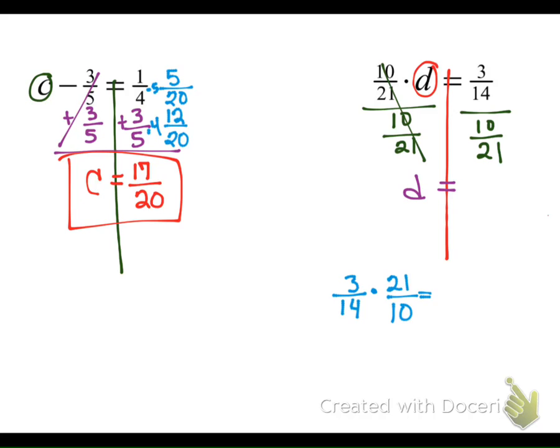Take a look. What do you guys think? Can I simplify anything here? Yeah, it's going to be one of them tricky numbers. Darius, you see it? What can you simplify here? What are they both divisible by? 7. 21 divided by 7 is? What's 21 divided by 7 equal to? 3. 14 divided by 7? 2.